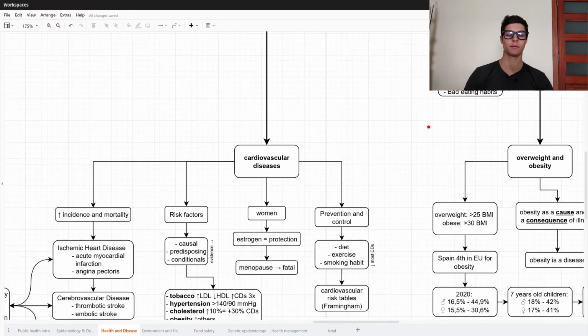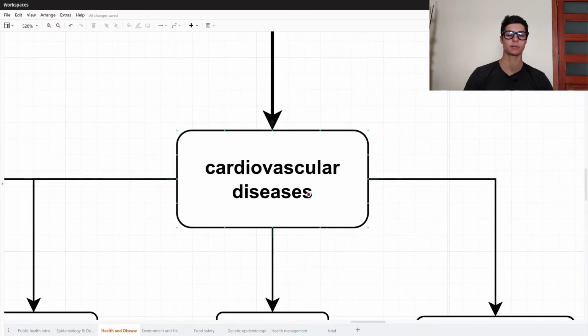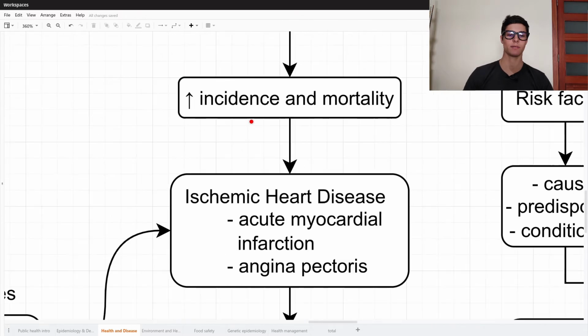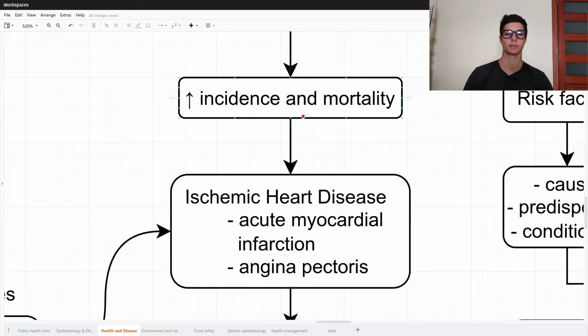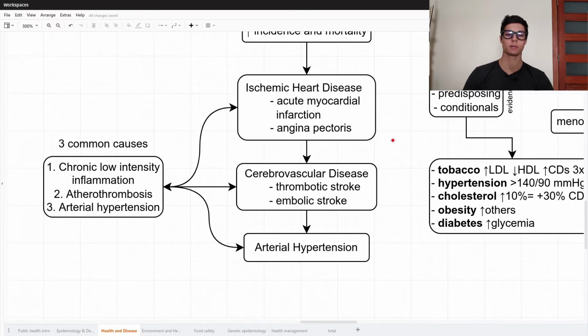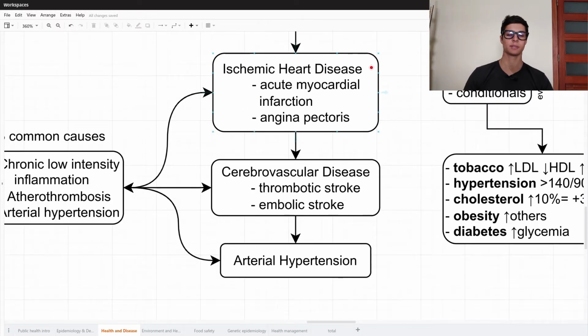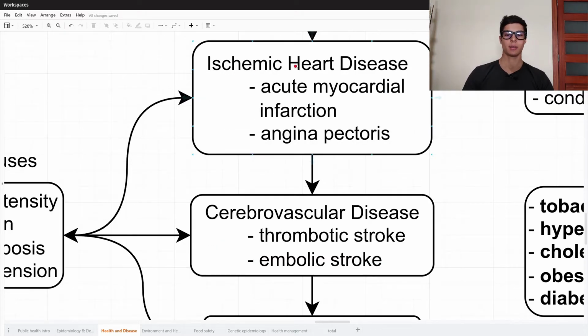So let's begin with the first one, cardiovascular diseases. Cardiovascular diseases have high incidence and mortality. High morbidity, high mortality. The main ones are ischemic heart disease, cerebrovascular disease and arterial hypertension. Inside the ischemic heart disease we find the acute myocardial infarction, and this is the most common one, and also the angina pectoris. This is, for example, when people in the movies are dying and they feel a lot of pain in the chest and they are like, oh, this is angina pectoris.